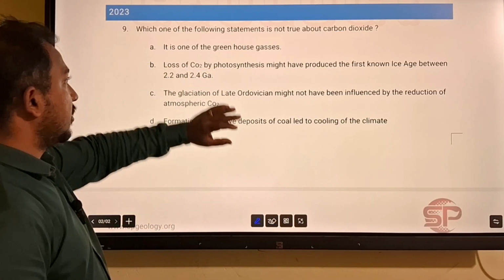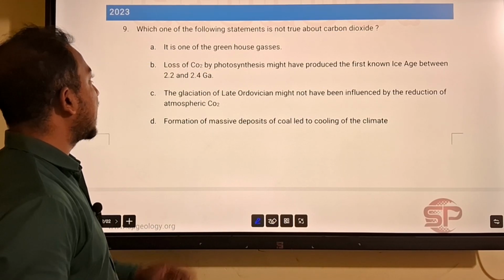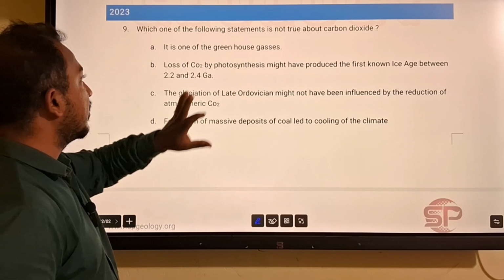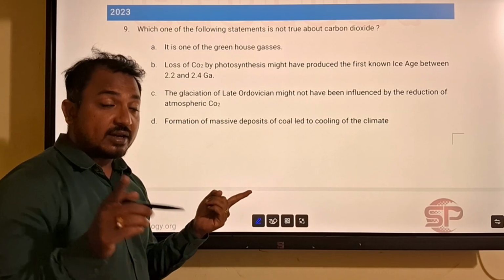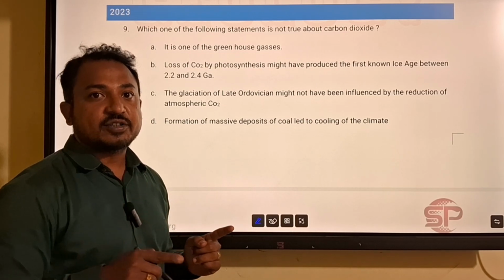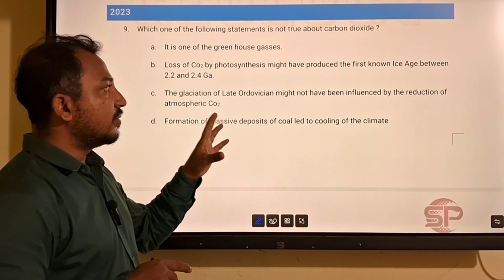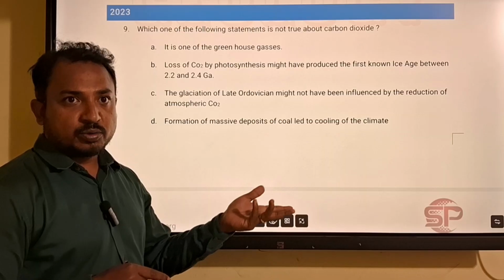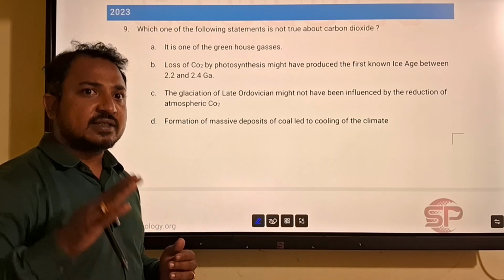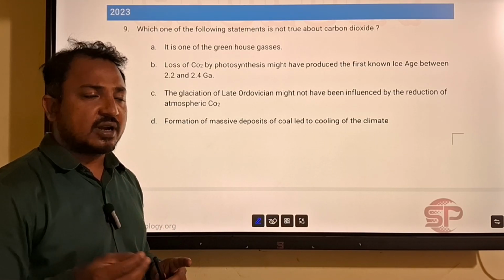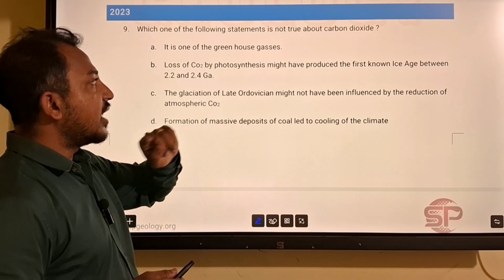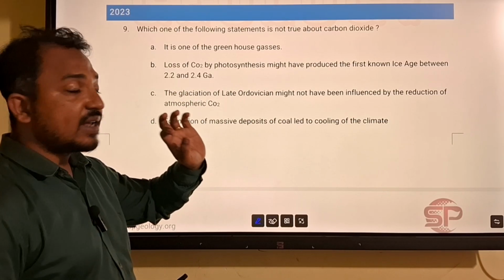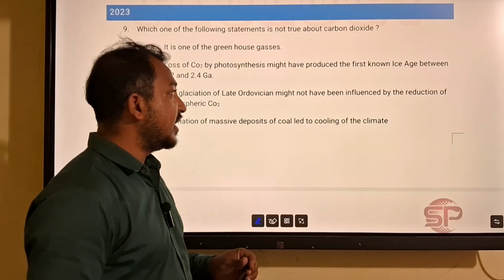So first, let's review another time. It is one of the greenhouse gases. It is correct. Loss of CO2 by photosynthesis, that is your cyanobacteria. It is also related with the Great Oxygenation Event, where the cyanobacteria do photosynthesis, and that increases the amount of oxygen within the atmosphere, and that decreases the CO2 and produces an ice age, that is called the Huronian ice age, between 2.2 to 2.4 billion years.